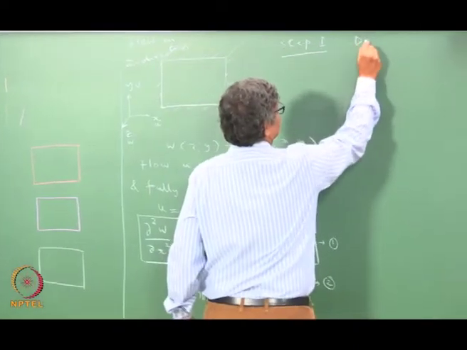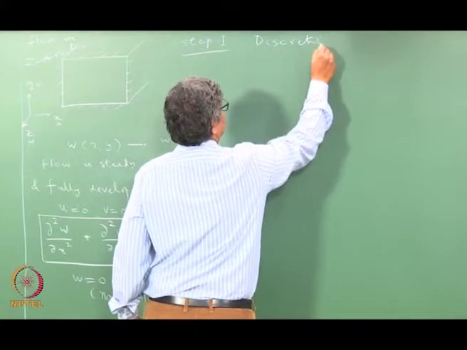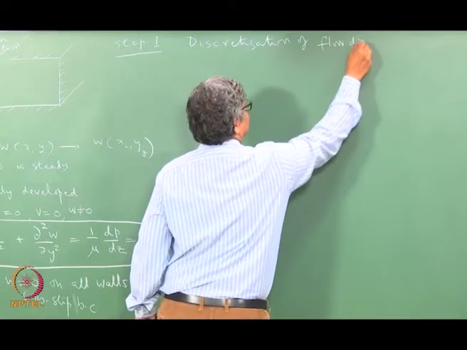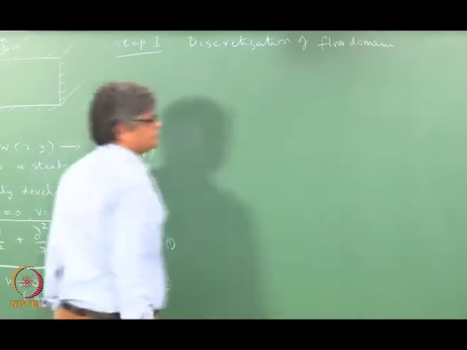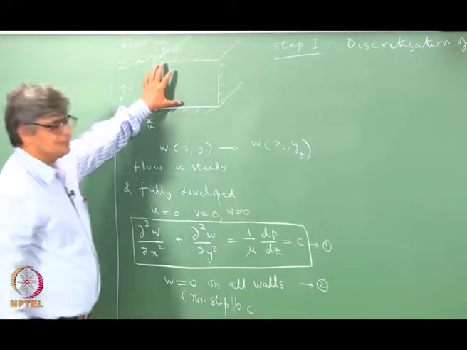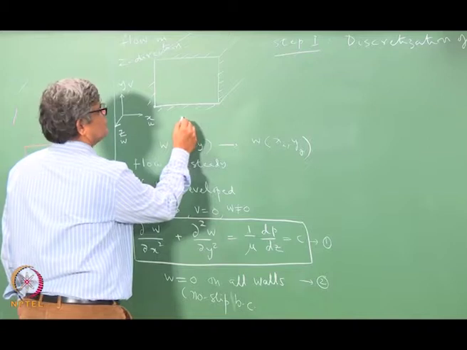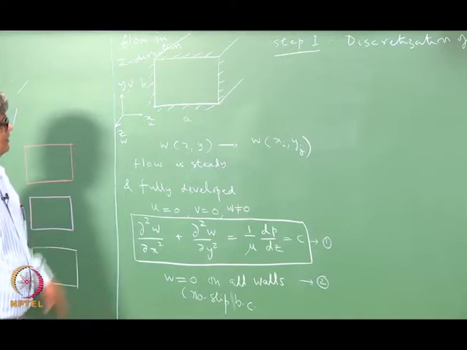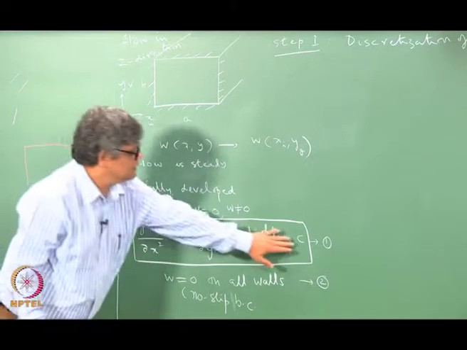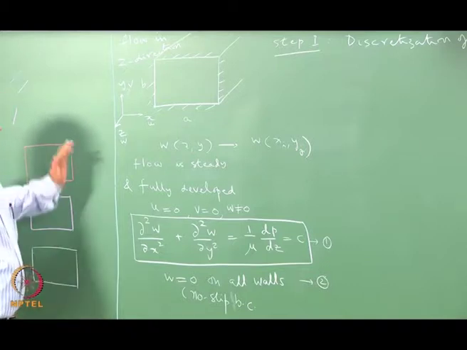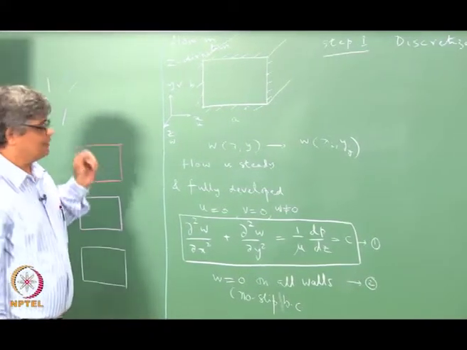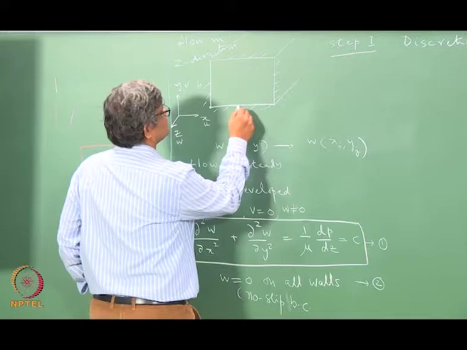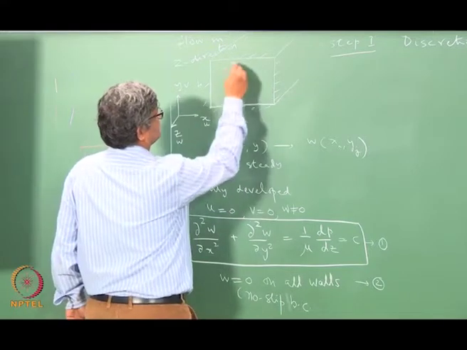So, let us say that discretization of the flow domain. In this particular case, this is a flow domain. We know the width A and the height B are given as per the problem, and obviously the constant is given for the problem. Because we are going to do hand calculations, we would like to minimize the number of points. We will divide this into say 5 by 5.